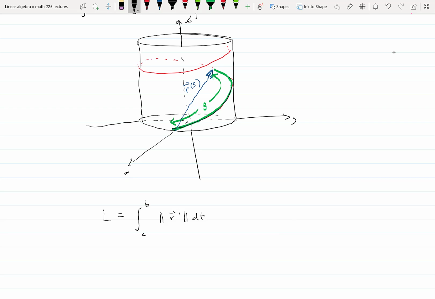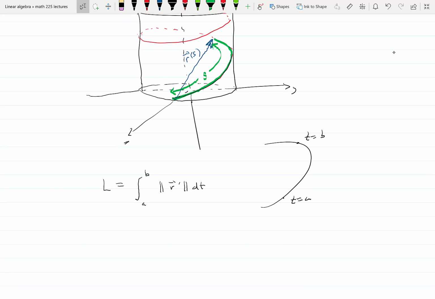Okay, and that gives you the length of the curve from time equals a to time equals b. What I want to do is find an arc length function, which gives me the length of the curve between time equals a and time equals t, where t is variable. So I want to leave the upper limit of integration as variable.